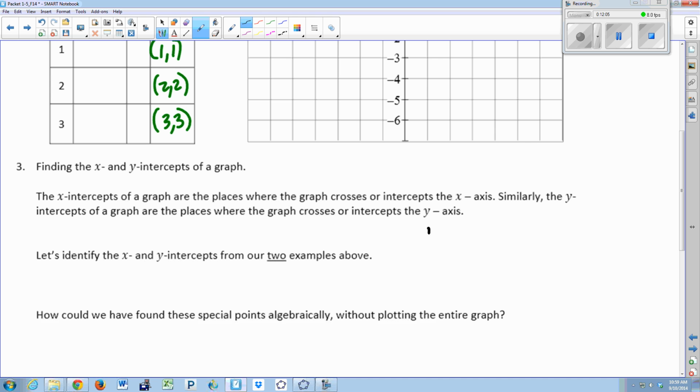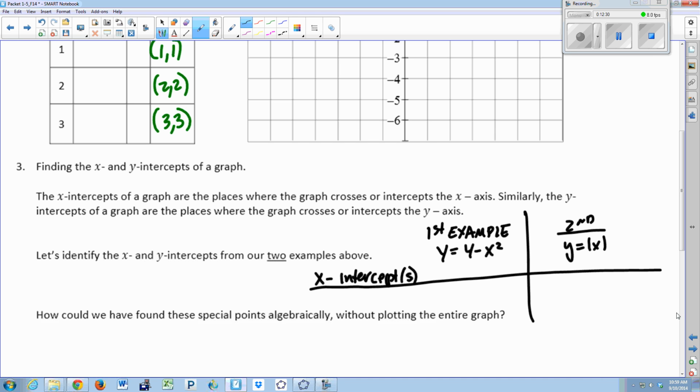Our first example was the graph of y equals 4 minus x squared. And our second example was y equals the absolute value of x. So what were the x-intercepts? Sometimes you have 2, sometimes you have 1, sometimes you don't have any. In our first example, with the equation y equals 4 minus x squared, what did we get for our x-intercepts? Negative 2 comma 0 and 2 comma 0, right.